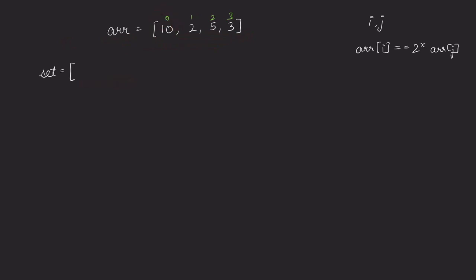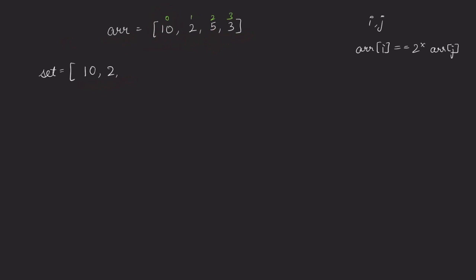So for this, there won't be anything present in the set. So we will just insert 10 into the set, right? Then we will take this 2. Again, we will check whether the double of 2 is present in the set or not. It is not present, so 2 will be inserted. Then we'll take 5. We will check whether its double is present in the set or not. So yes, it is present. So here we can return our answer as true, right?